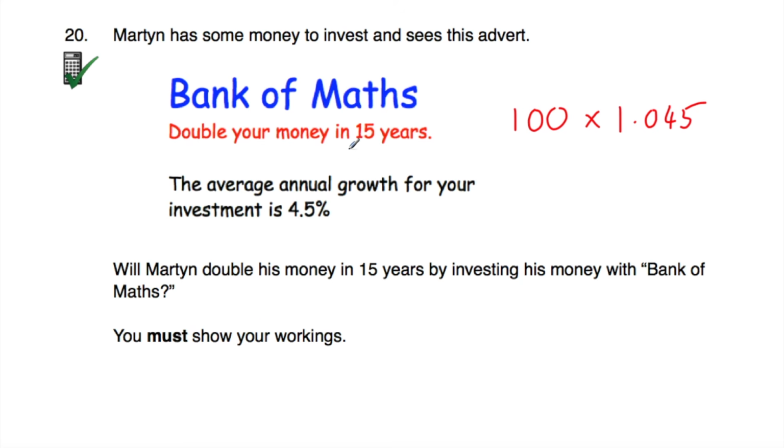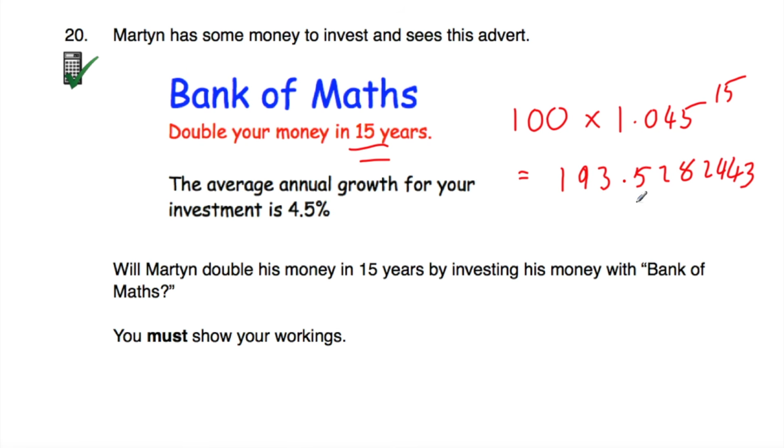So that'd be 1.045. That's an increase of 4.5%. And it says it doubles in 15 years. So let's do it to the power of 15. And let's see, will this double? Will we get 200? So if we do 100 multiplied by 1.045 to the power of 15, that's equal to 193.52824443. So has it doubled? No, it's only gone up to 193.52 and so on.